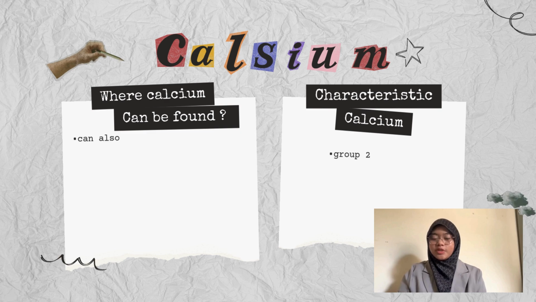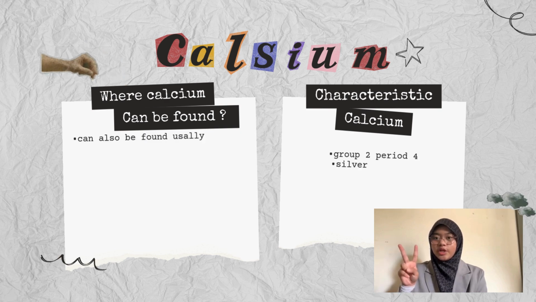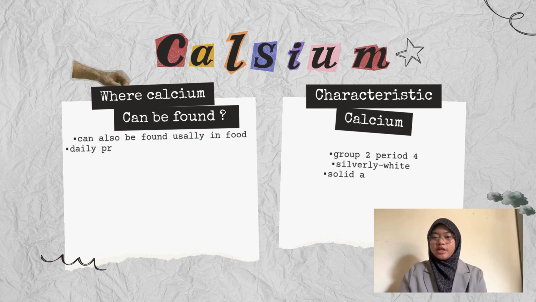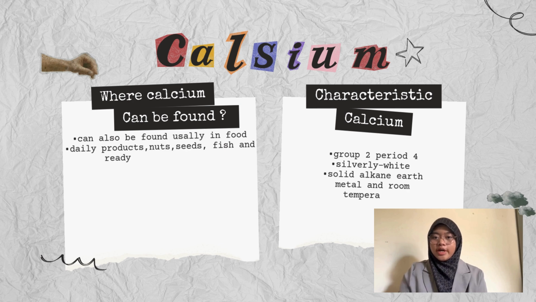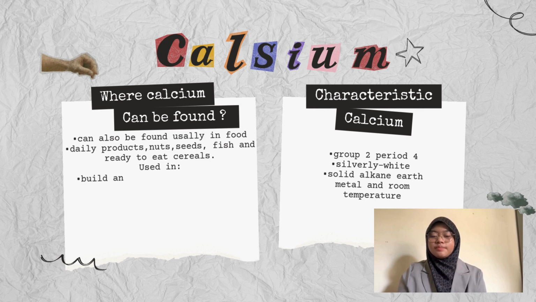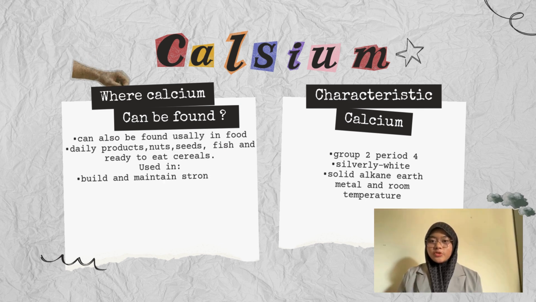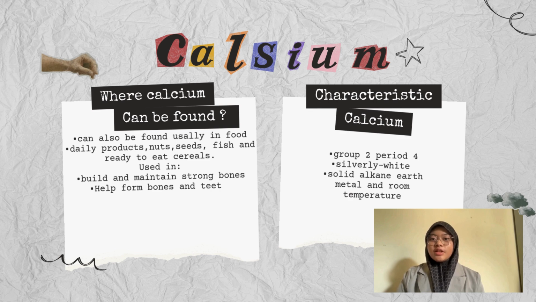Characteristic of calcium: calcium is placed in group 2 and period 4 in the periodic table. It has a silvery white color, the same as magnesium before, but is a solid alkaline earth metal at room temperature. Calcium can also be found in foods such as dairy products, nuts, seeds, fish and ready-to-eat cereal.